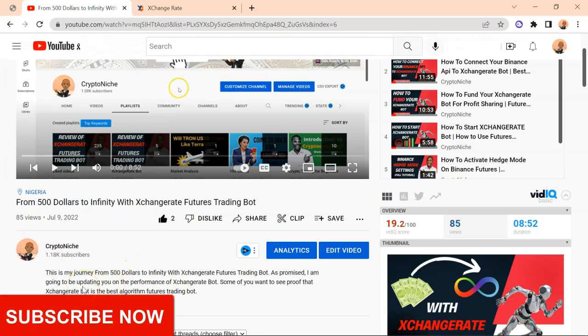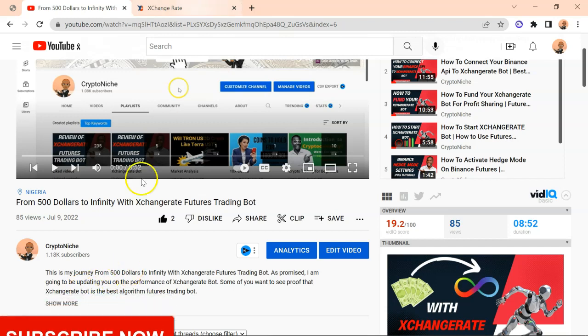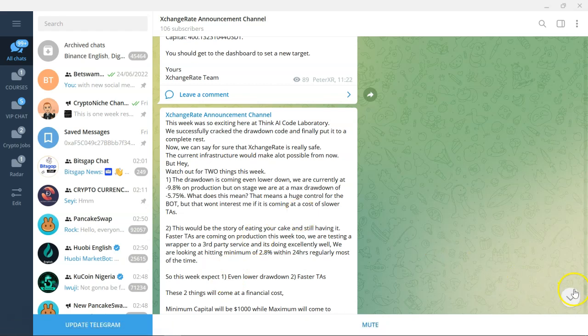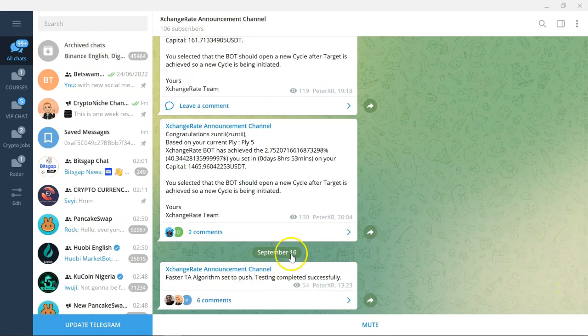So now I want you to pay attention to this analysis. Let me show you something real quick. Today, September 16th, the developer made a post on the Telegram channel that they are working on how people can get a faster TAs algorithm pushed, and it means that users need to stop their current bots in order to be able to switch over to the new version of the exchange rate bot.